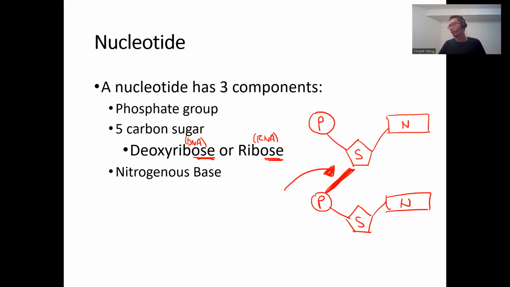Good try, Justine. But peptide bond is specific for protein. I'm looking for something more general. Yes, covalent. Very good. Covalent bond.